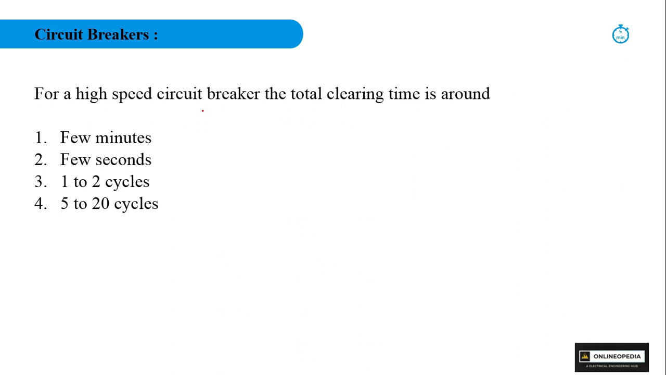Next is, for a high speed circuit breaker, the total clearing time is around. For a high speed circuit breaker, the total clearing time is around 1 to 2 cycles, because in a power system the fault must be cleared quickly. So for a high speed circuit breaker the fault must be cleared within 1 to 2 cycles.